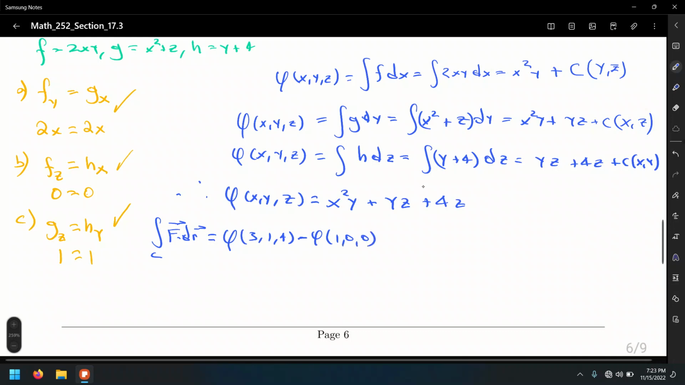That is, this function, x squared y plus y z plus 4z, evaluated from (1, 0, 0) to (3, 1, 4). It's the same fundamental theorem, but in this case with three variables, if you will. All right? And let's substitute everything.